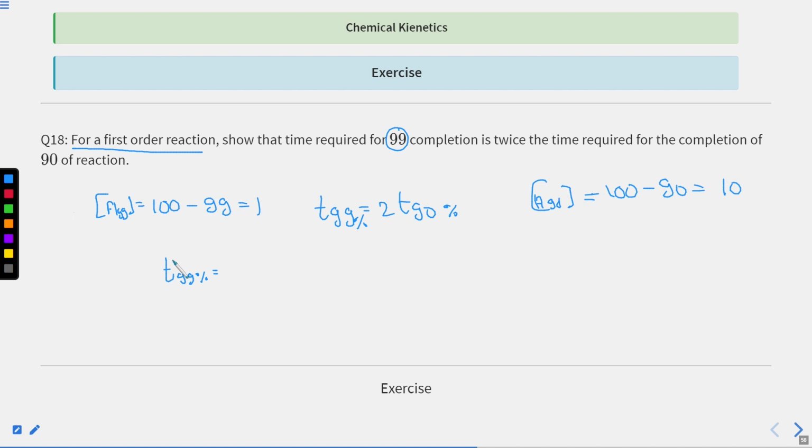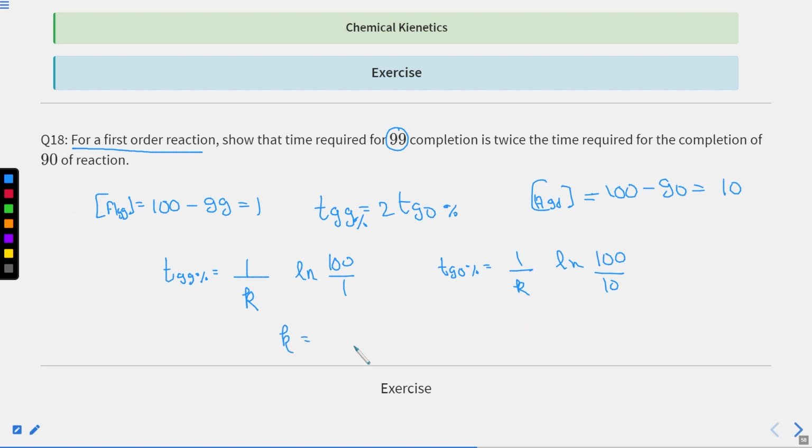Now coming back to the equation, we can write here T99% is equals to 1 by K ln, since 100 is initially and finally we have 1, and for this case T90% is equals to 1 by K ln 100 by 10.